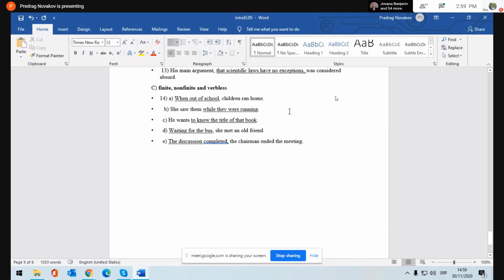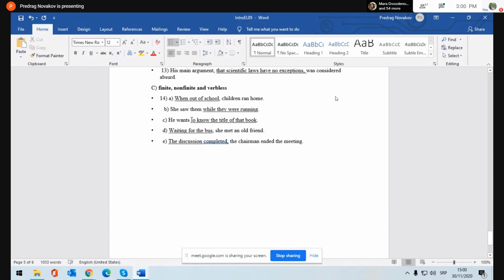We have a couple of examples here. So how about this one? C. He wants to know the title of that book. He wants is a finite clause. We have s, you see the tense. But to know the title of the book is a non-finite clause. How do you know that it is a clause? It has a verb. To know the title, to know, it is a clause. But this is which form of a verb? This is infinitive. You know that this is to infinitive. You do not see the tense. And that's why we call it non-finite clauses. So this is a non-finite clause.